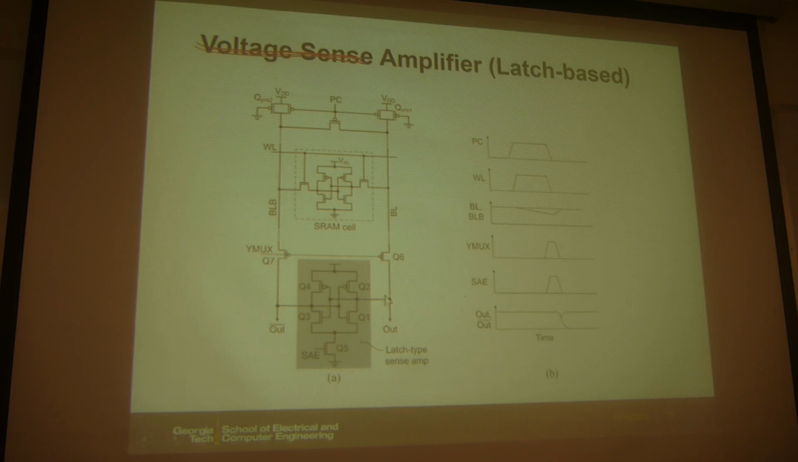Sorry, Professor, that's not a voltage sense amplifier. It's just a simple latch-based one. Yeah, it's a simple latch-based one. But you can use this latch-based one to improve this guy.